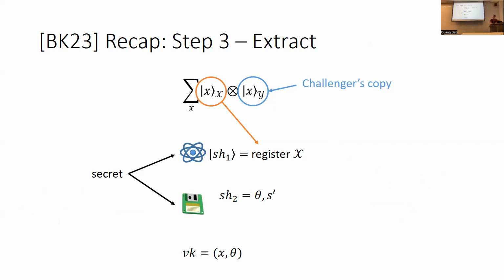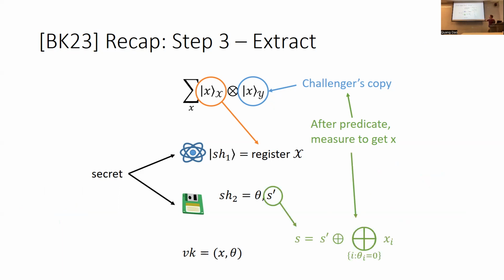All right, the last step of their proof is we need to actually do something with this challenger's copy now that we know that it satisfies the predicate. Let's measure to get X after we've checked the predicate. So we measure to get X, and then we can derive the secret S by taking the XOR of S prime with the parity of the computational basis pieces of X.